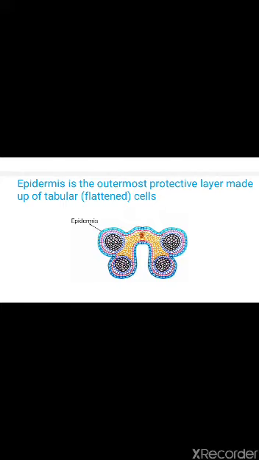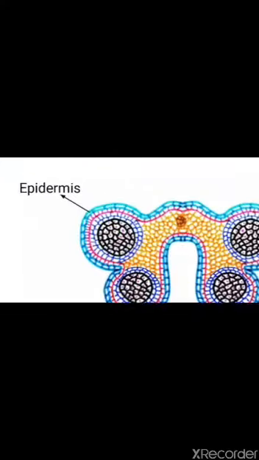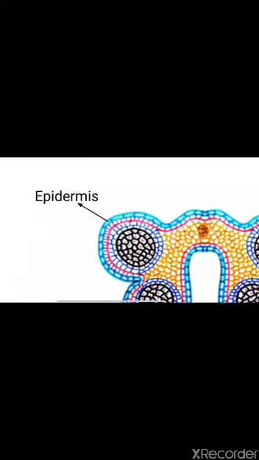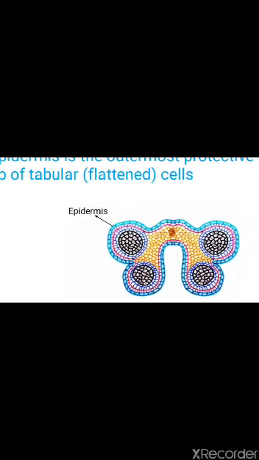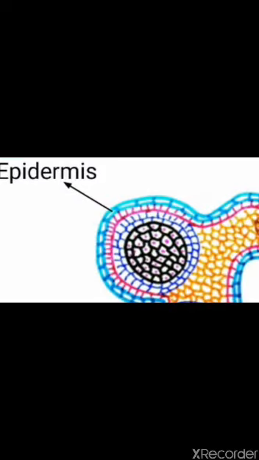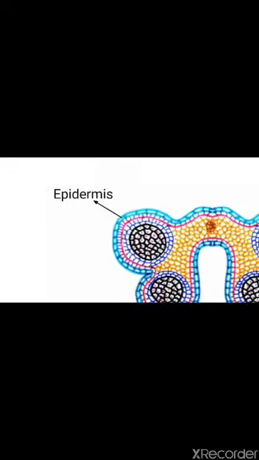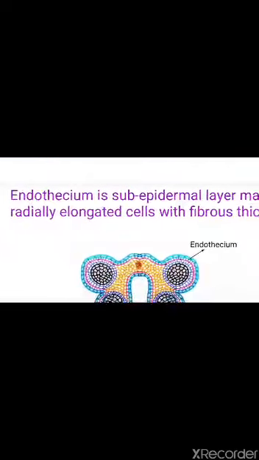Epidermis. Epidermis is the outermost protective layer made up of tubular or flattened cells. So this is the epidermis. Epidermis is the outermost layer and it's made up of tubular cells. So this layer is the epidermis. Now just inner to the epidermis, another layer is there, that is the endothecium.